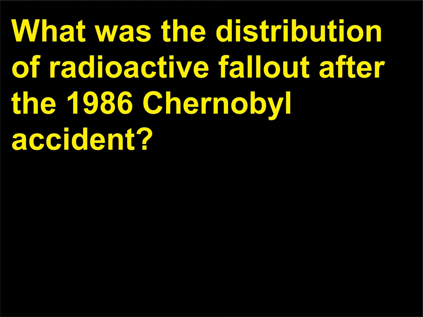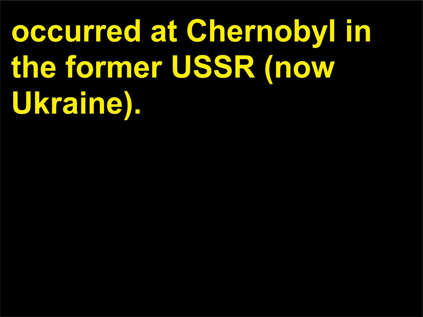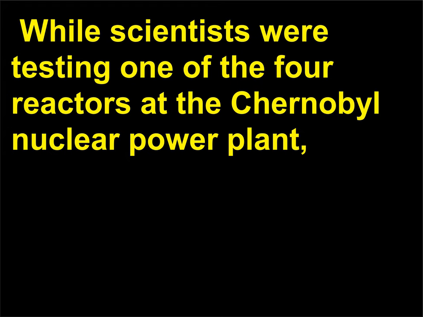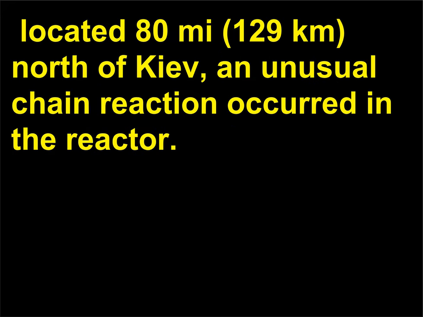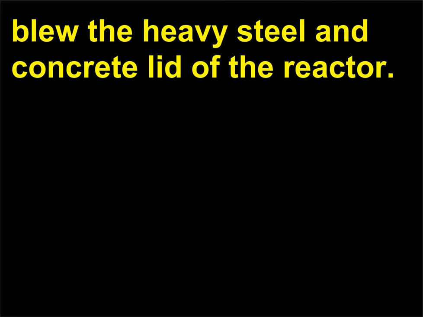What was the distribution of radioactive fallout after the 1986 Chernobyl accident? On April 25 to 26, 1986, the world's worst nuclear power accident occurred at Chernobyl in the former USSR, now Ukraine. While scientists were testing one of the four reactors at the Chernobyl nuclear power plant, located 80 miles, 129 kilometers, north of Kiev, an unusual chain reaction occurred in the reactor. This subsequently led to explosions and a fireball that blew the heavy steel and concrete lid of the reactor.